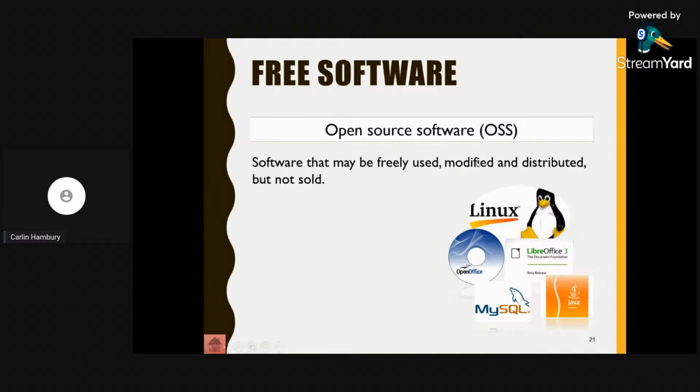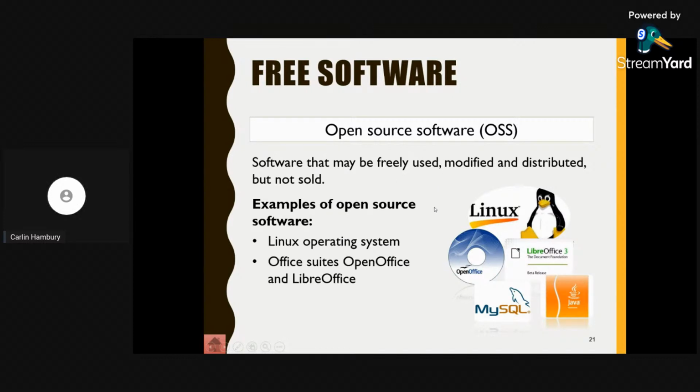Same with open source software, but open source software allows you to actually modify the actual program, which freeware and shareware does not allow you to do. And you can't sell it, or you shouldn't be selling it because it's absolutely free. So some examples are your Linux operating system, your Office suite like Open Office, your Java programming, all of these are examples of open source software.